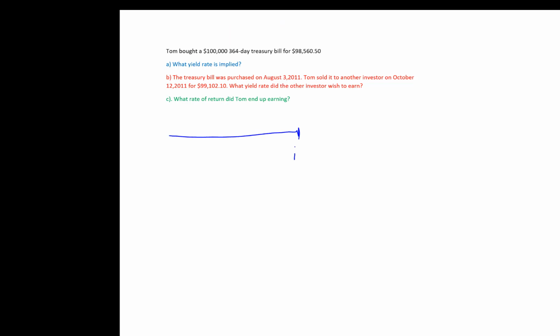The maturity value is $100,000. The purchase price is $98,560.50, and it's a 364-day Treasury bill. In order to calculate the yield involved in this transaction, knowing that we were able to buy this Treasury bill for $98,560.50, we need to calculate first the overall return, expressed in dollars.